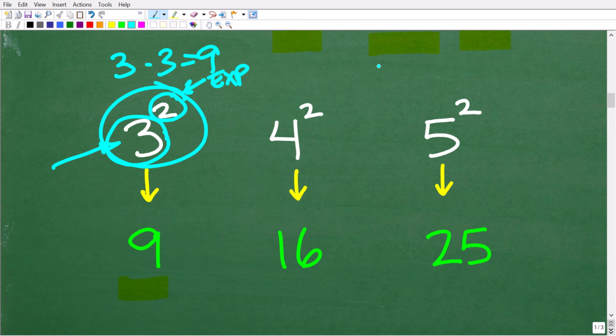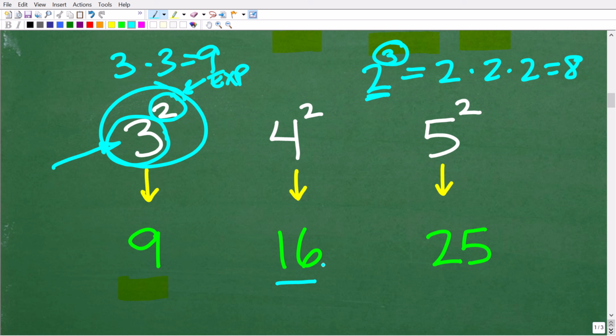But just to kind of quickly review, what if we had 2 to the 3rd power, right? So what would this mean? It means take this number here, 2, and multiply it by itself 3 times. So that's 2 times 2 times 2, which of course is 8. Okay, so 4 squared is what? Well, that's 4 times 4, or 16. And then 5 squared is 5 times 5, which of course is 25.